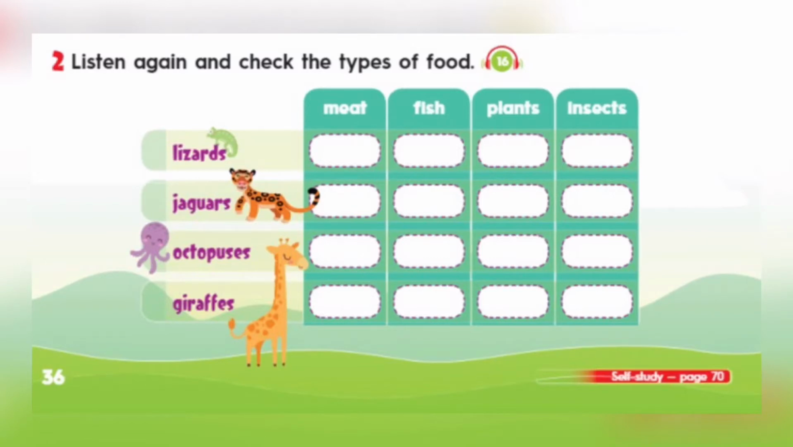Track 16. Where do lizards live? They live in the desert. What do lizards eat? They eat insects. Where do octopuses live? They live in the ocean. What do octopuses eat? They eat fish. Where do jaguars live? They live in the jungle. What do jaguars eat? They eat meat. Where do giraffes live? They live in the grasslands. What do giraffes eat? They eat plants.